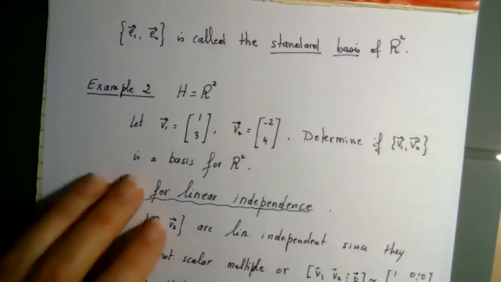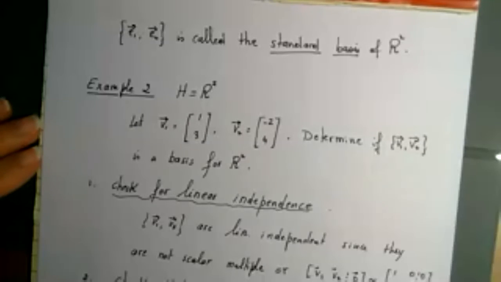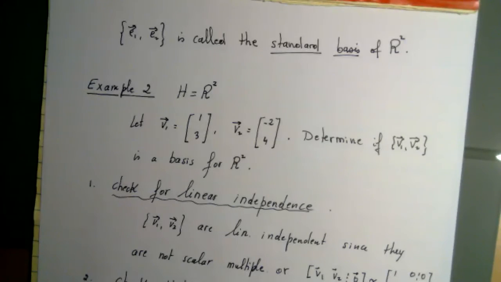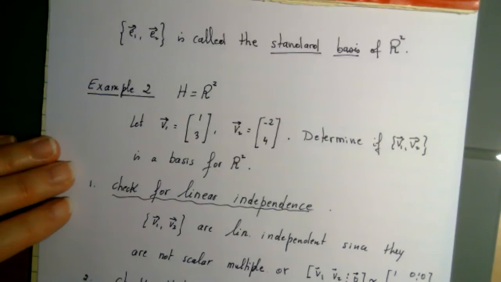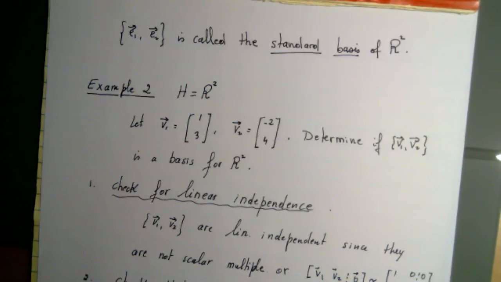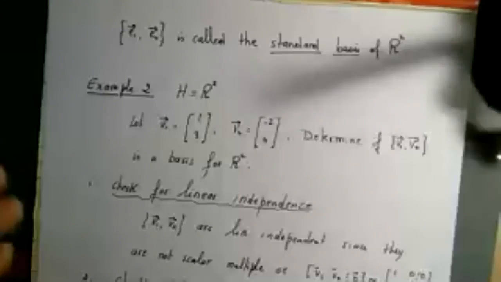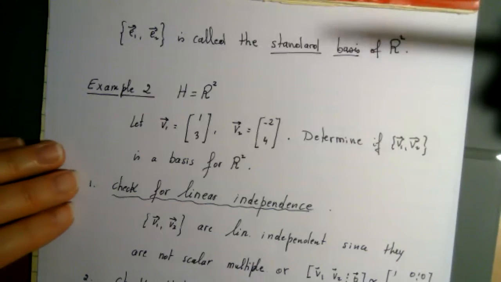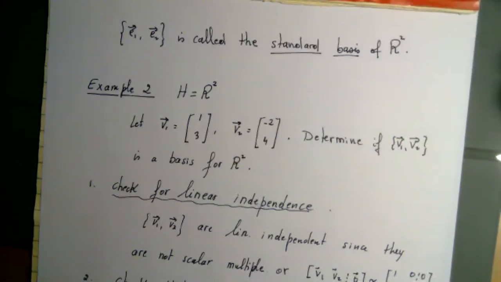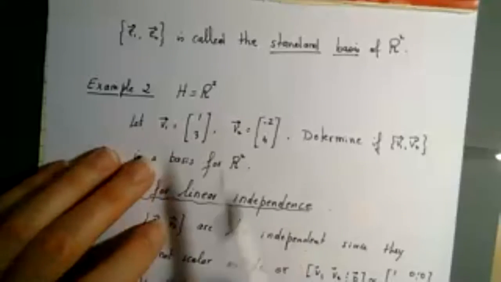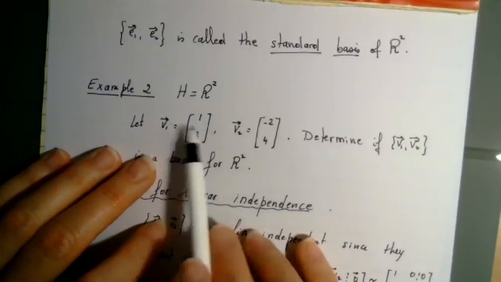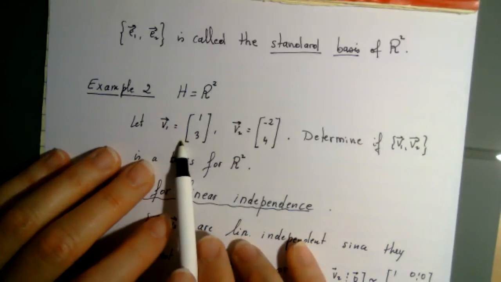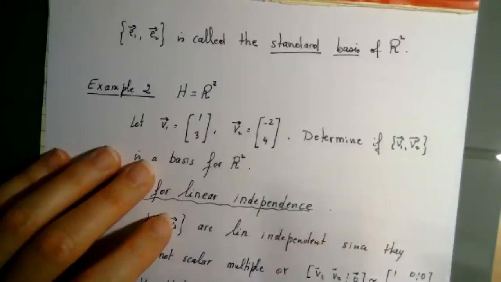All right, now example number 2. That's not the only basis we have. We can have different bases for R2. It means we can have other vectors that satisfy both properties: they cover all of R2 and they are linearly independent. One of your classmates gave me another example. I forgot the number they gave, so I pick another. I'm going to take v1 to be (1, 3) and v2 to be (-2, 4).